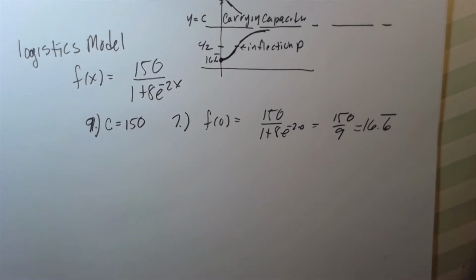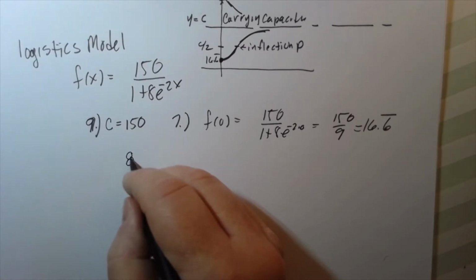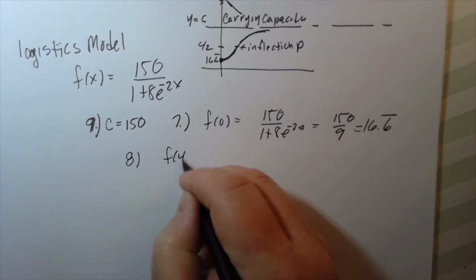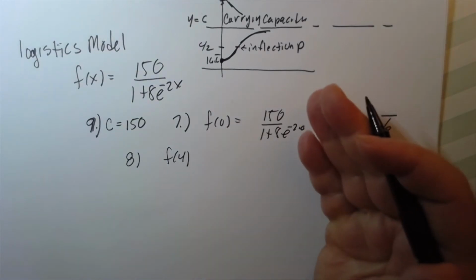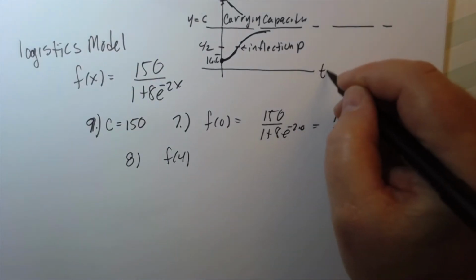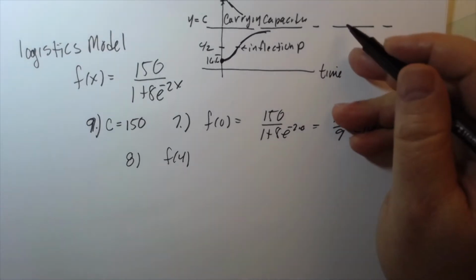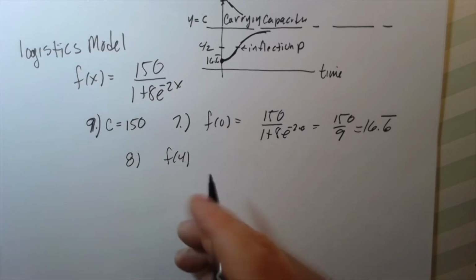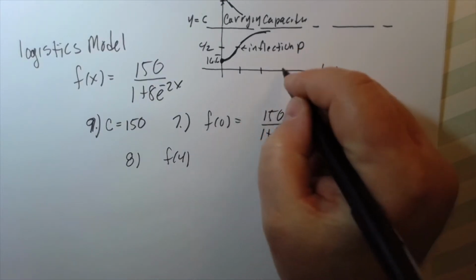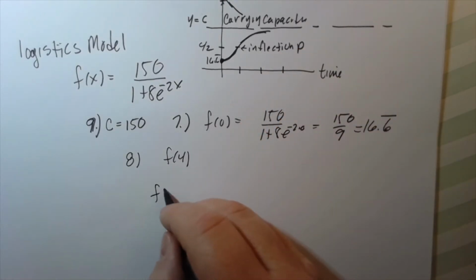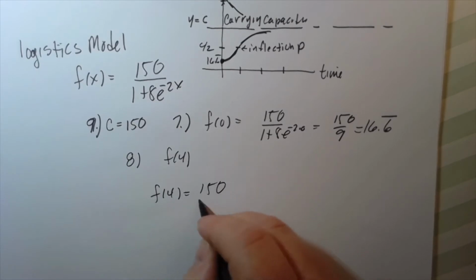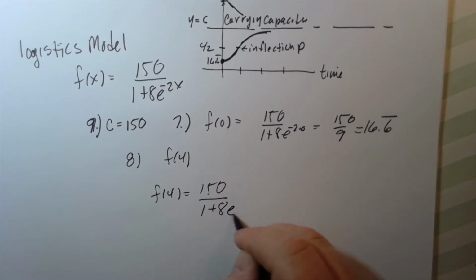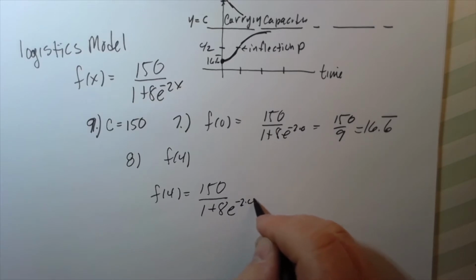Now number 8 for this problem, f of 4, would be after 4 units of time. Usually this is time and population, so this would be like 4 days or 4 months or 4 years, whatever the time units are. So that would just be f of 4, which is 150 over 1 plus 8 e to the minus 2 times 4. And again, we can plug that into our calculator.